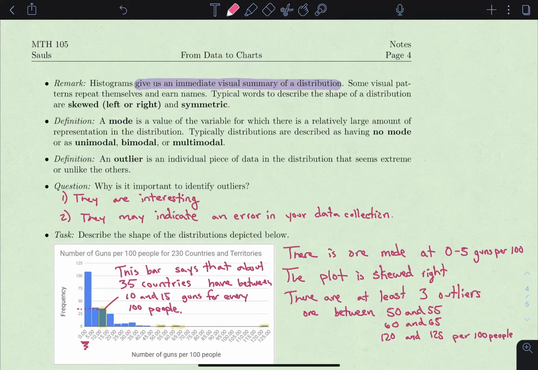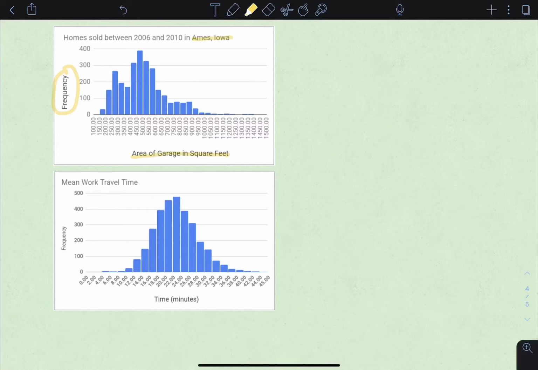We have on this histogram the area of garage in square feet for some homes sold in Ames, Iowa. And again, on the vertical, we're just counting frequency. That's always what's on the vertical on a histogram. And then the area is measured in square feet. So again, grab one bar and ask yourself what it means. I'm just going to grab that one right there because it seems good enough.